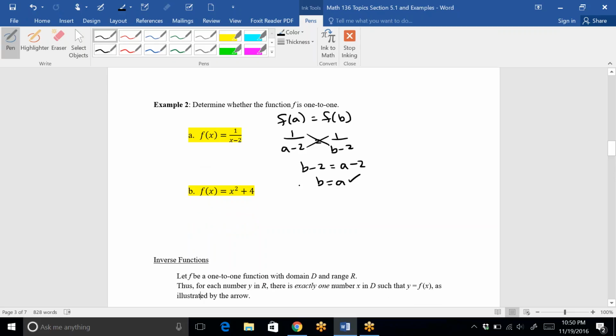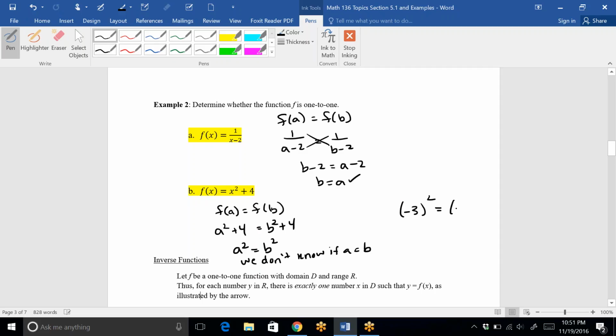Here's a case where it would fail. If you do f of a equals f of b, here you get a squared plus 4 and b squared plus 4. You subtract the 4's, and the problem is we don't know if a and b were exactly the same. The reason is you could have had negative 3 squared equals positive 3 squared. Yes, they both equal 9, but the numbers originally were not the same. So that's why we would say in this case, not one-to-one.